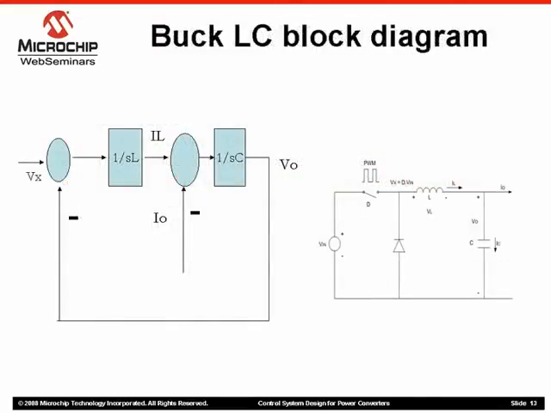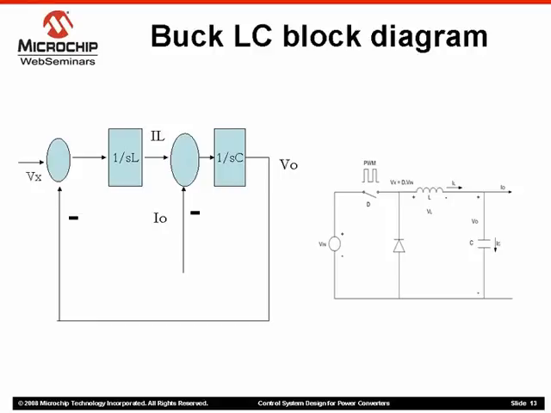So this is the Buck LC circuit block diagram. The input is Vx. From that, V0 gets subtracted to get VL, which is the applied voltage across the inductor. This applied voltage gets integrated to give inductor current. From the inductor current, the output current gets subtracted to give capacitor current. The capacitor current is integrated to give the output voltage.